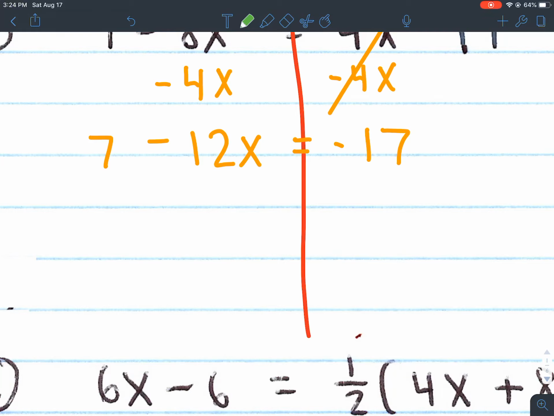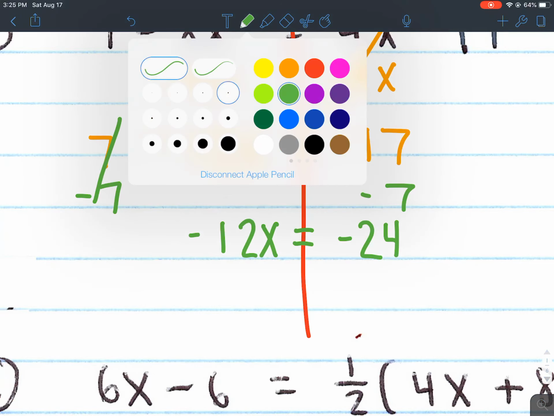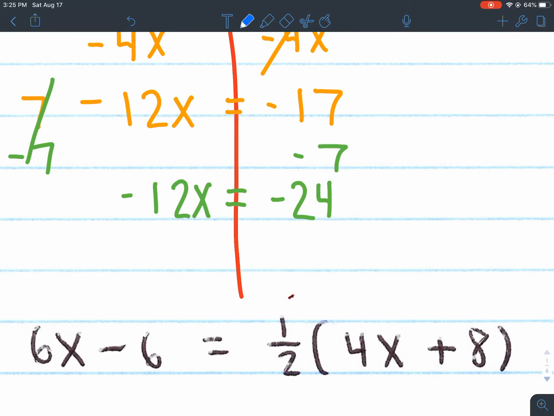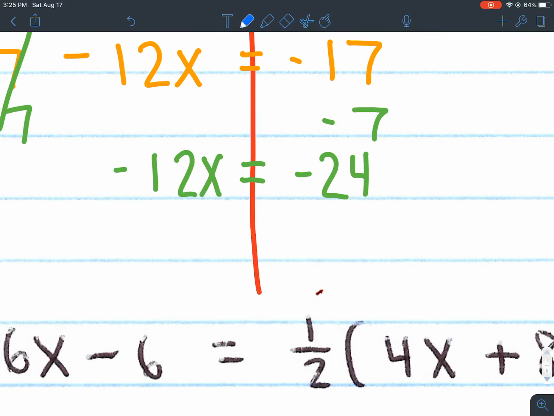All right, the next step here, again, we want x by itself. We want the variable alone. If we want the variable alone, we're going to need to subtract 7 first. And then negative 17 minus 7 is going to be negative 24. Once we get to this step, to get x by itself, well, we know that negative 12 is being multiplied to x. So in order to get rid of negative 12, we need to do the opposite operation, which is going to be division.